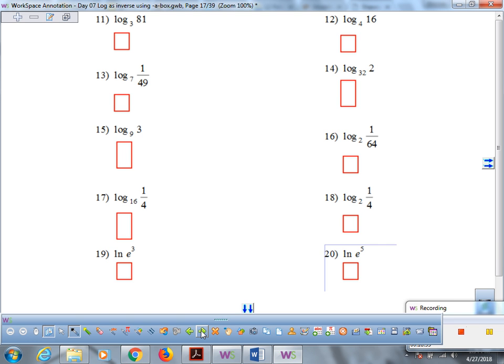I want you guys to look at the last 2. These look a little different. The only difference with these is that if e is involved, it gets its own special name. It's called a natural log.